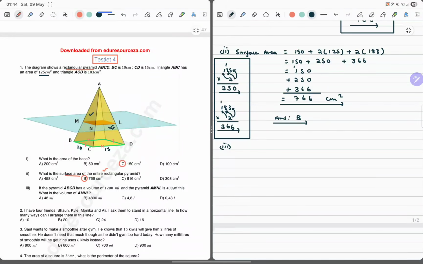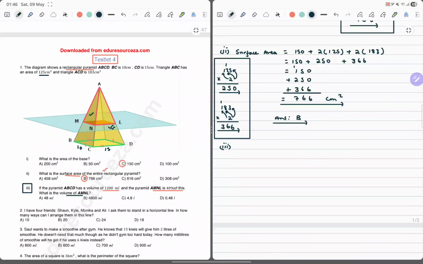Now this one says if the pyramid ABCD has a volume of 1,200 milliliters, and the pyramid AMNL is 40% of this, and we can already see which pyramid that is. Alright, so this is the pyramid that we're talking about, the smaller one in relation to the big one. Alright, so this one says, what is the volume of the smaller one? Okay, again, using ratios and proportion. As you can see, this is a slightly grade 12 question indeed. The other two were simple, but they are asked here.